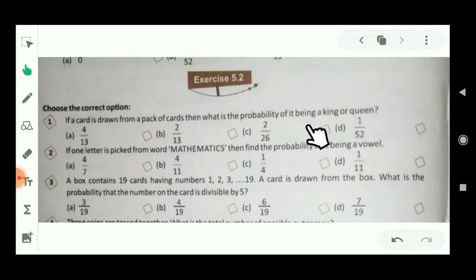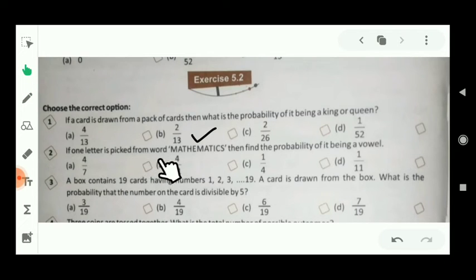Student, you have to know that the total number of kings in a pack of cards is 4 and the total number of queens is 4. So if we choose a king or a queen, we have to pick a total of 8 cards. That means the favourable outcomes will be 8 and total outcomes will be 52. And when we divide it, its value will be 2 upon 13. That means option number B will be right for this question. Let's see question number 2.